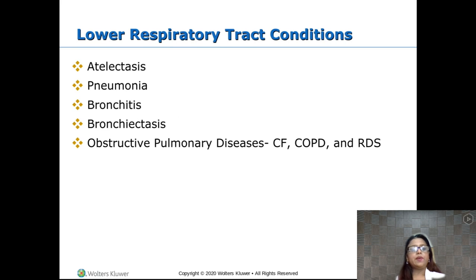Now, lower respiratory tract conditions. Lower respiratory tract conditions are atelectasis, pneumonia, bronchitis, bronchiectasis, COPD, cystic fibrosis, and respiratory distress syndrome. So these are just fancy names.